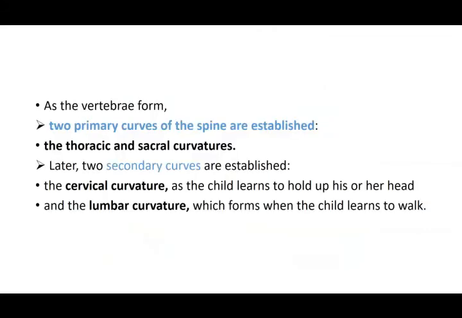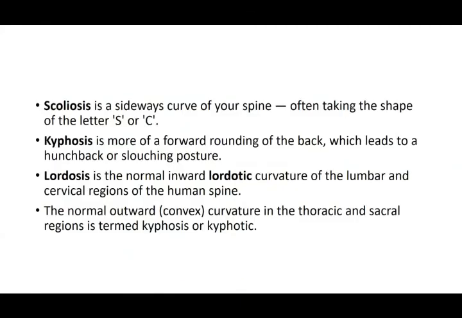Then the curvatures of a normal vertebral column: two curvatures are there at birth, that is thoracic and sacral, and the cervical when head holding develops, and the lumbar when the baby starts to walk. Then are the anomalies. Scoliosis is a lateral curvature in the coronal plane. Kyphosis is in the sagittal plane, the hunching back or slouching posture. Lordosis is the normal inward curvature of the lumbar and cervical region of the human spine.